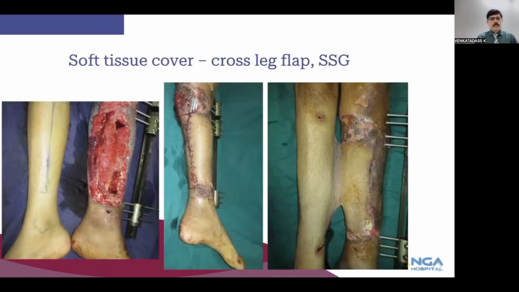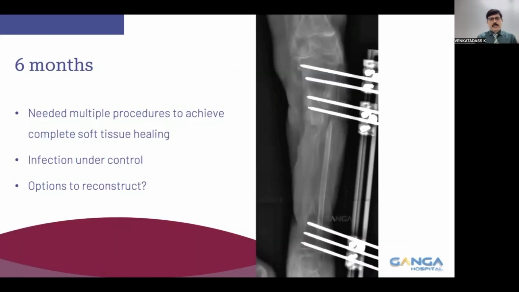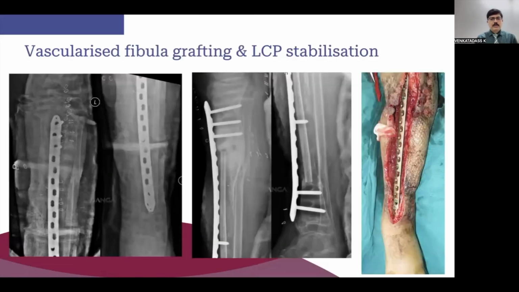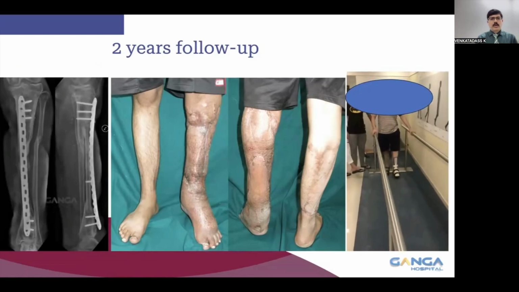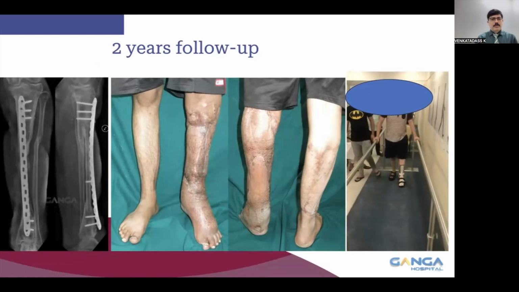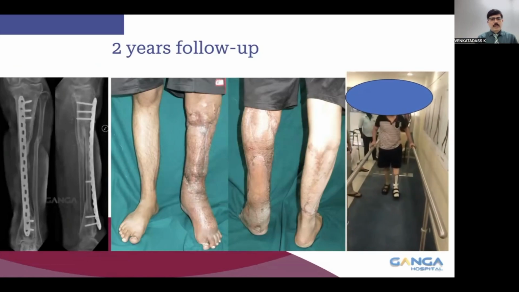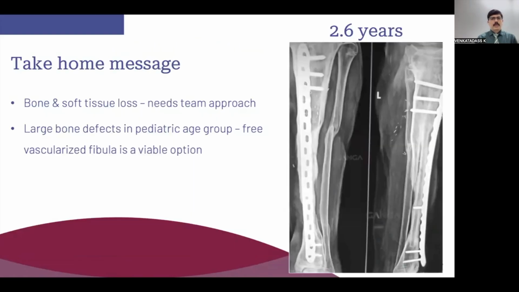He underwent multiple staged reconstructive procedures to get the soft tissue cover, following which, at the 6 months follow-up X-ray, you can see that the periosteum is trying to throw some bone out and the infection is controlled. And we proceeded to do vascularized fibular grafting in this fashion from the contralateral leg and fixed it with an LCP. And he went on to heal well at 2 years. And you can see that the fibula is incorporated well proximally and distally, and the patient is able to weight bear and walk.